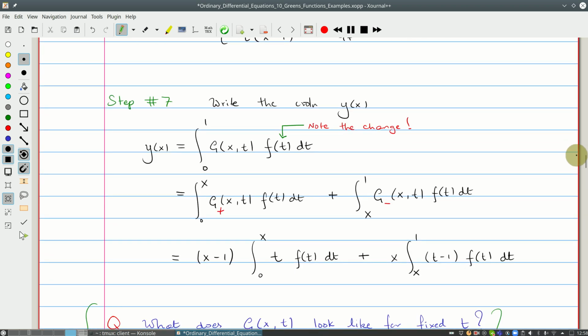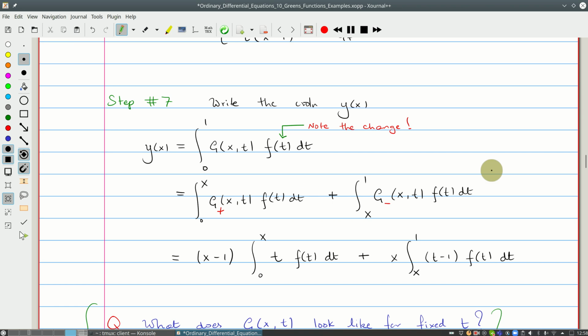Okay, and now we can write down the solution. So the solution is given as y of x is equal to the integral from 0 to 1. Those are the range of applicability of this solution. And we have the Green's function times the source function, and note the change in the variable. It's not f of x, it's f of t now, because we're going to integrate over t. We split this range into two parts, from 0 to x, and this is where we have g plus, and then from x to 1, this is where we have g minus.